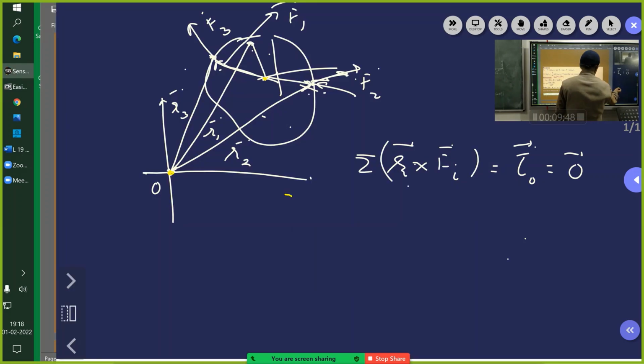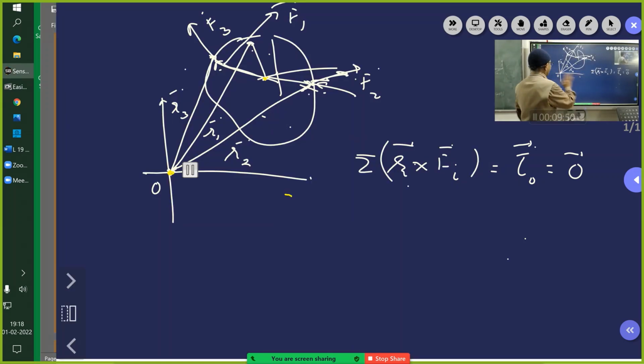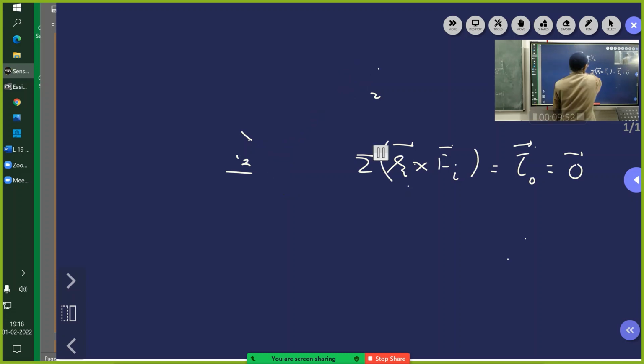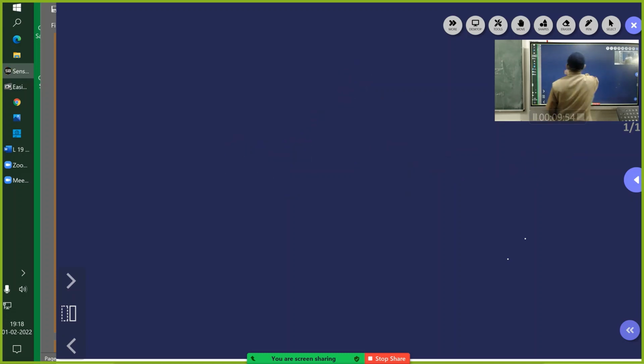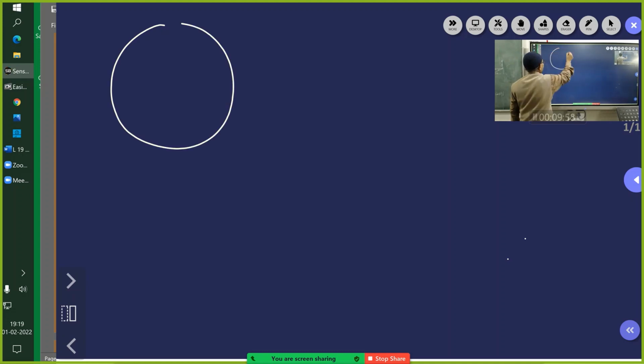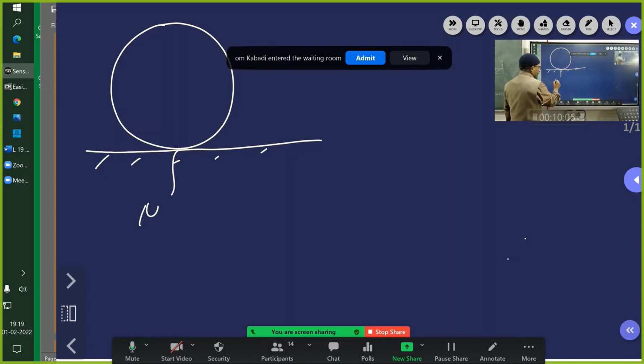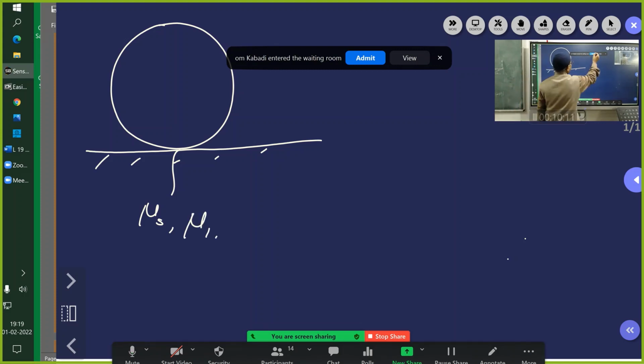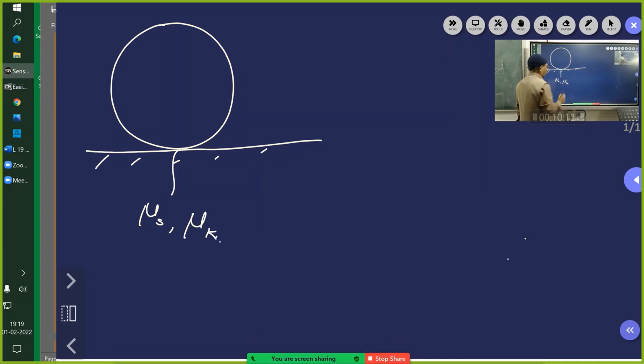You know the question, Kerry? So now we will analyze this situation. That's important. We have this body, we have the surface, so there is friction here. But remember, you can use both, mu s and mu k. Both are there.